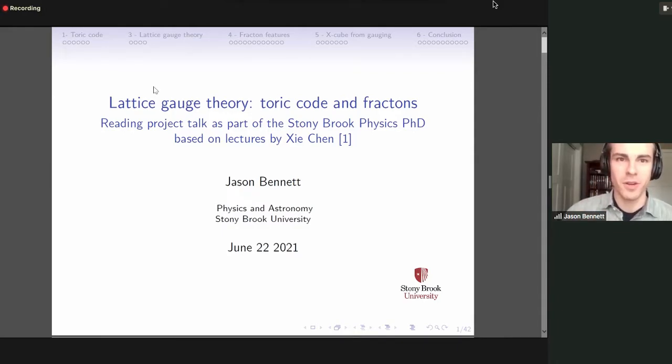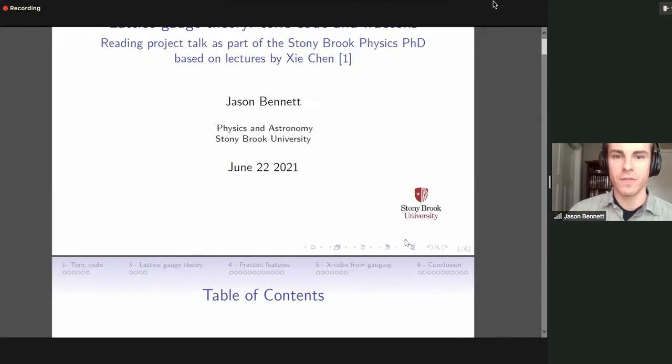So starting off, I'm going to talk about gauge theory, in particular things on the lattice, from a condensed matter standpoint, and then I'm going to talk about specifically the toric code and fractons, two systems that have been around either for some time or have been one of the rising things in the last few years.